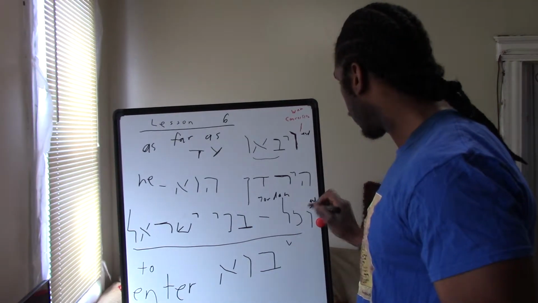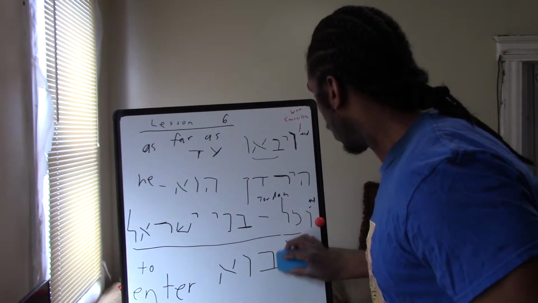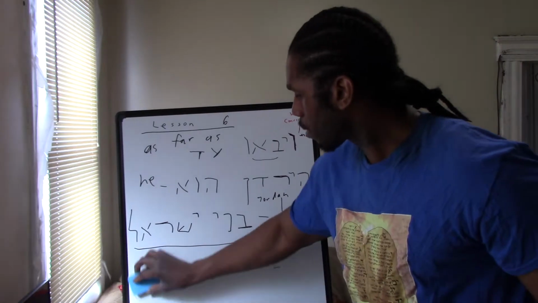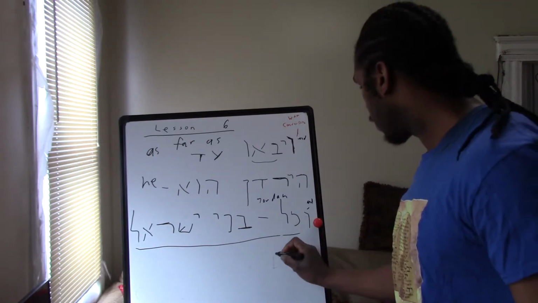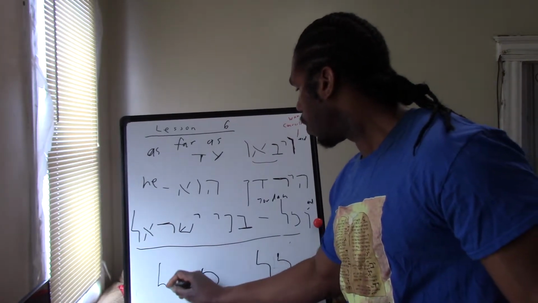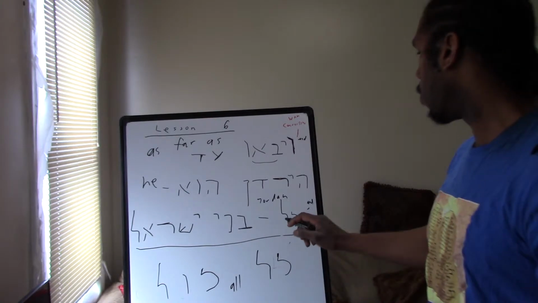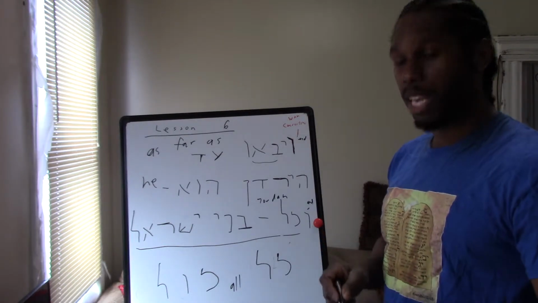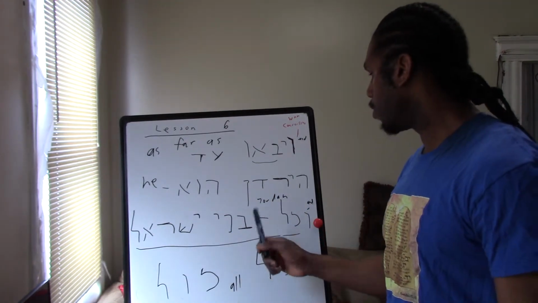Kol is short for kol, which means all. So this right here, kol, is short for kol, all. So right here, that's short for all. And it says Banya Yasharalah. Now, I'm going to read this in plain English. It says, and they entered as far as Jordan, he and all of the children of Israel.